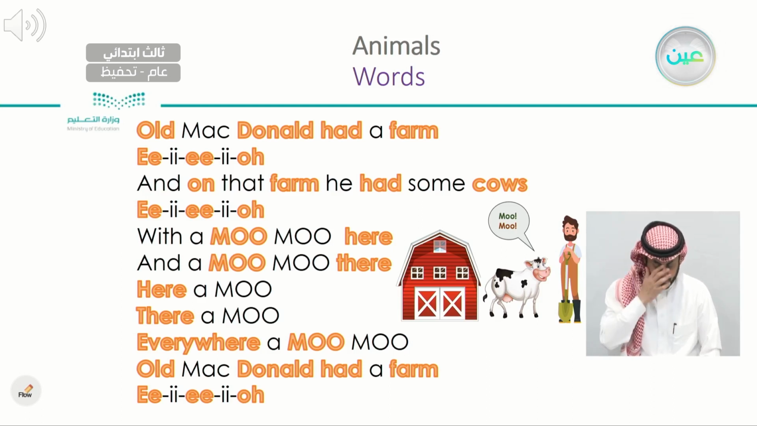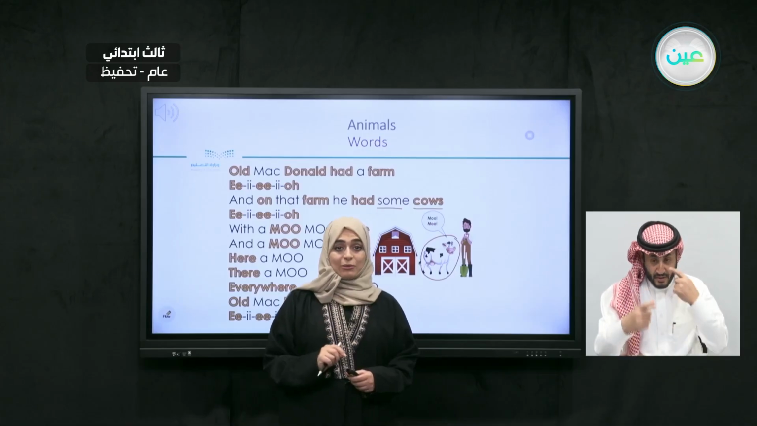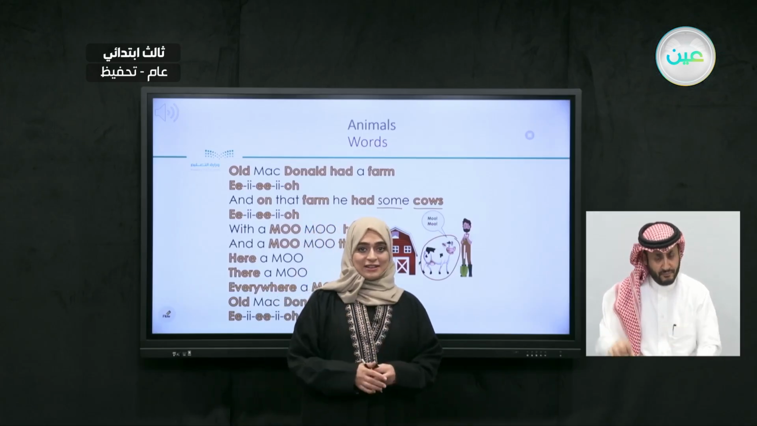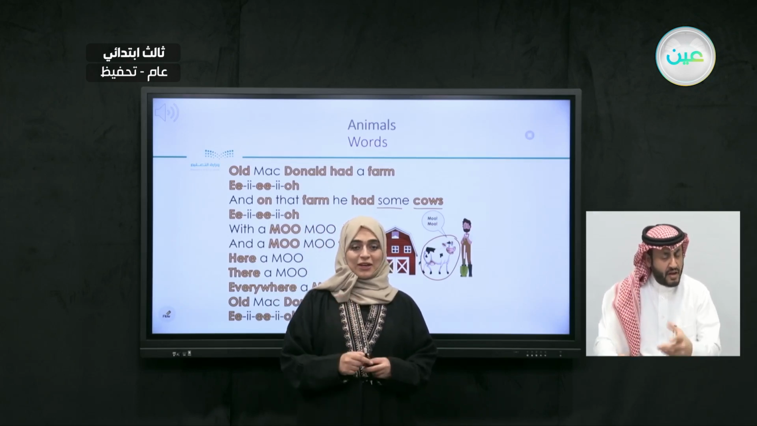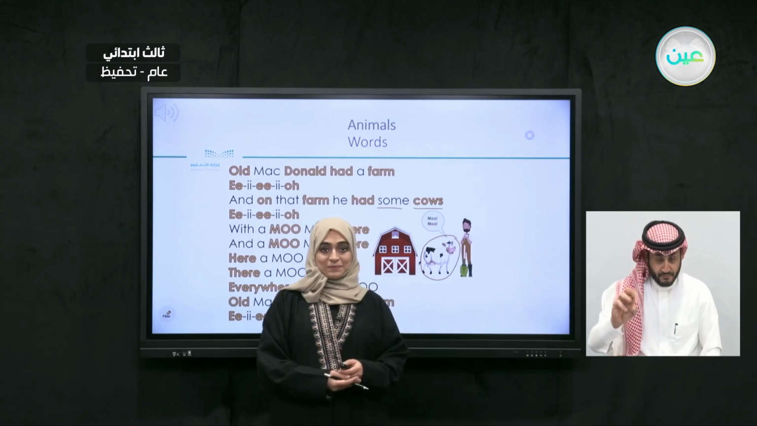So far, so good? Okay. Now, let's look at the word some. Cows. Here we have, how many cows? We have one cow. So I know in the picture you have only one animal, but the chant says some, which means, is it one? More than one. Excellent. Some horses, some cows, some chickens.